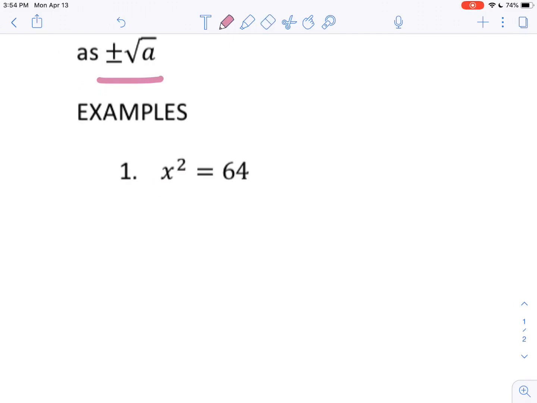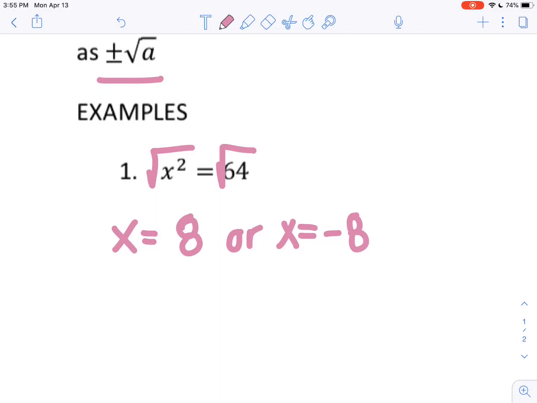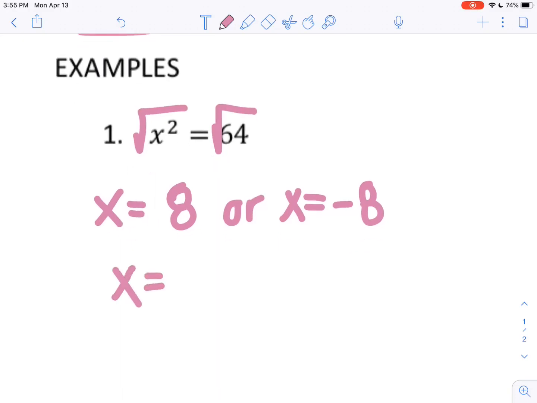So what you want to do is make sure that your x squared is isolated. And once you have that, you're going to take the square root of both sides, and I'm going to get my 2 answers. So x is either going to equal 8, or it's going to equal negative 8, or to save yourself some time, you could write your answer as plus minus 8. Okay?